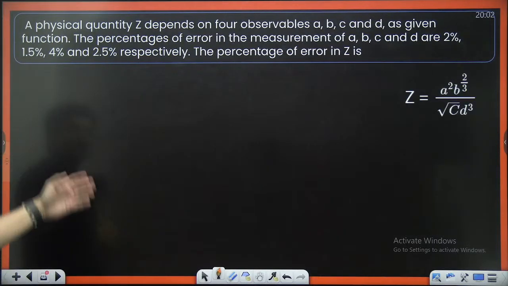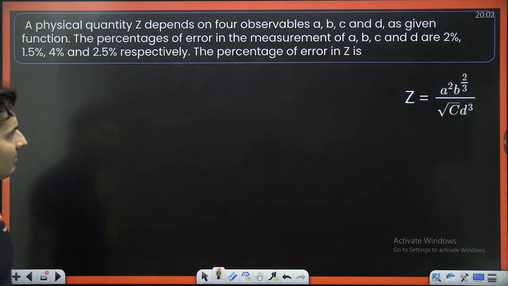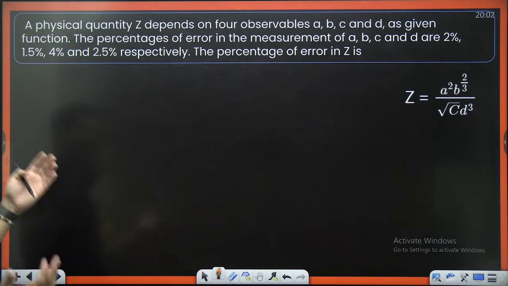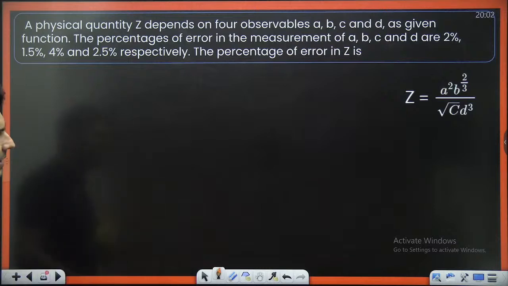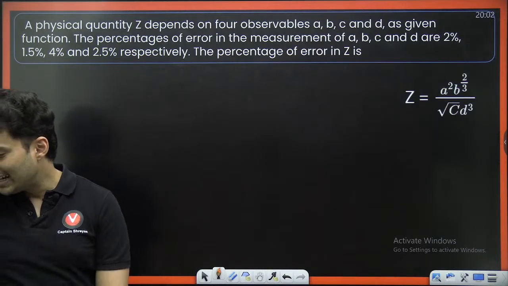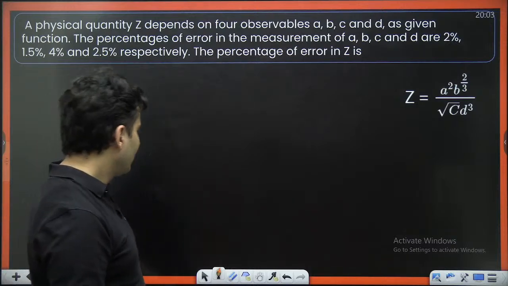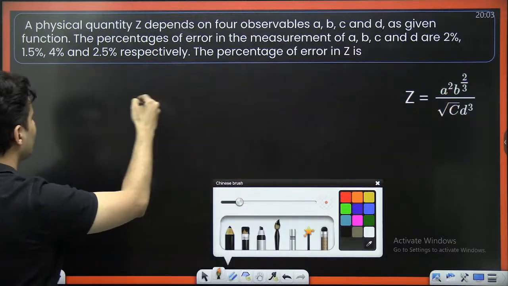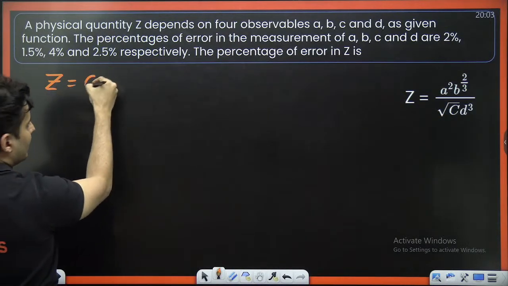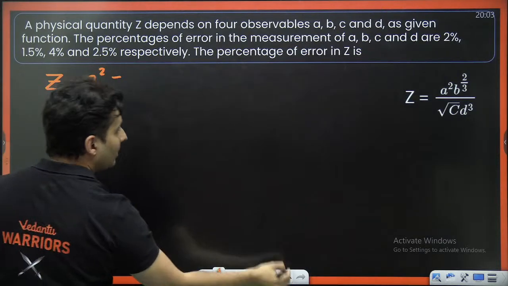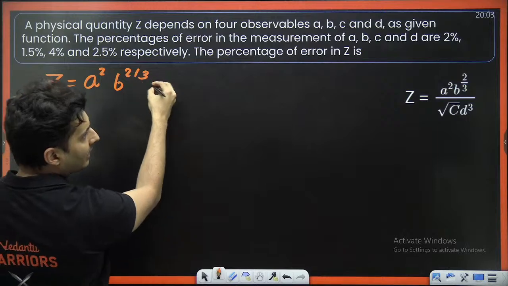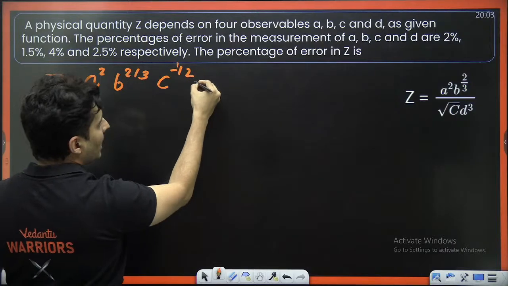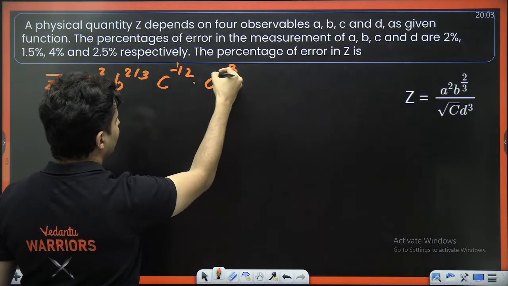Anyways, the physical quantity Z depends on the 4 observables A, B, C, D as given below, with percentage errors 2%, 1.5%, 4% and 2.5%. The percentage error of Z is how much? Let's have a look. Z is A raised to 2, B raised to 2 by 3, root C is below so C goes on the top and becomes C raised to minus half, and D cube below, so D raised to minus 3 on the top.